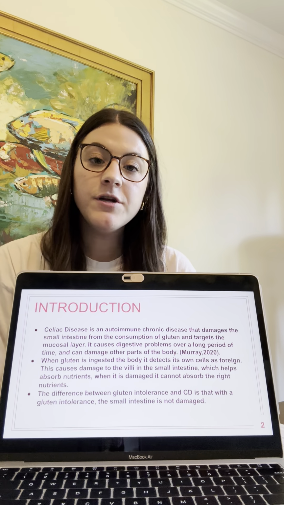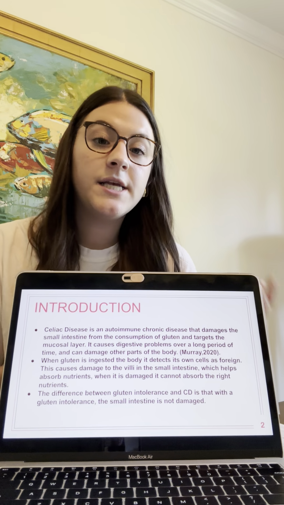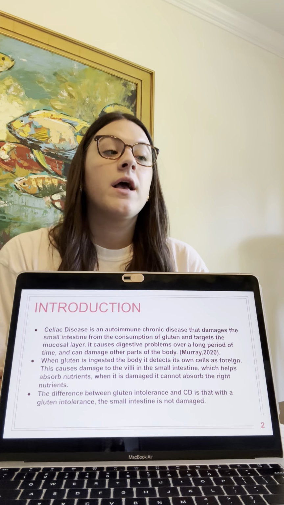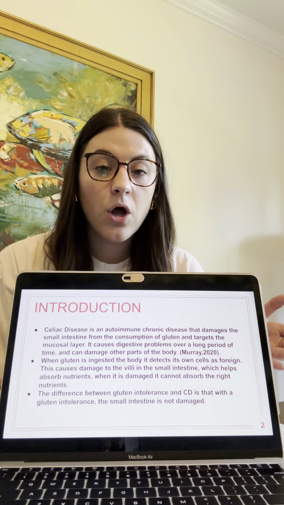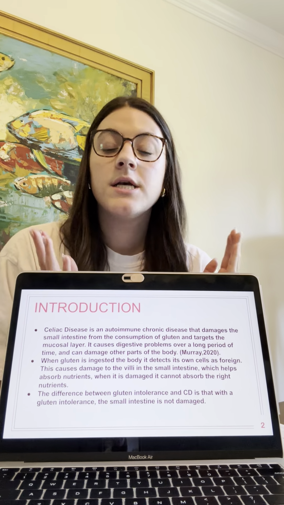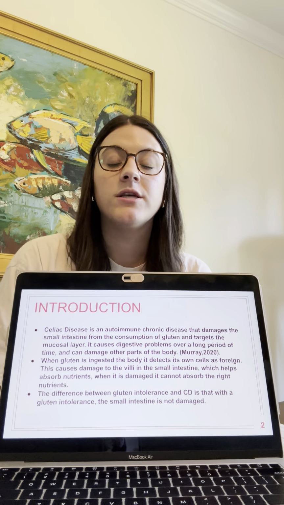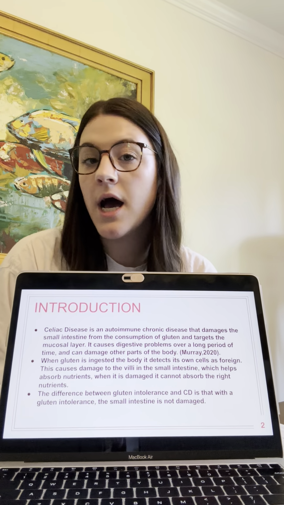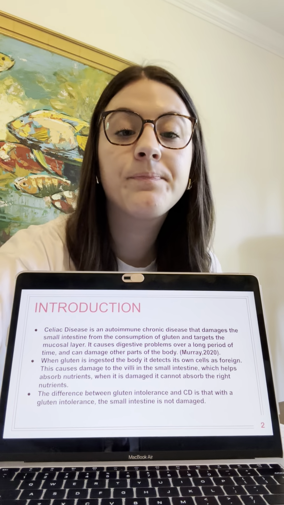The difference between a gluten intolerance and celiac disease is that celiac disease causes damage to the small intestines, whereas with gluten intolerance, you can have all the same symptoms that you have with celiac disease, but the small intestine is not damaged over time. You just experience these symptoms with no damage.